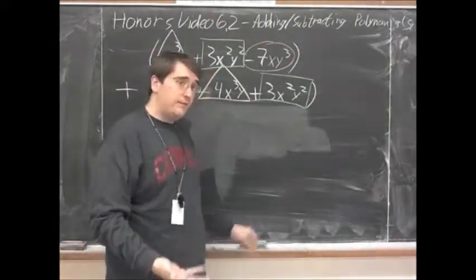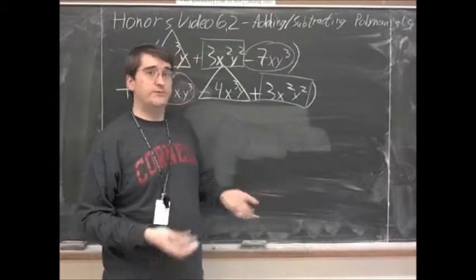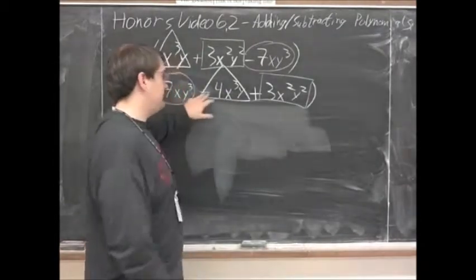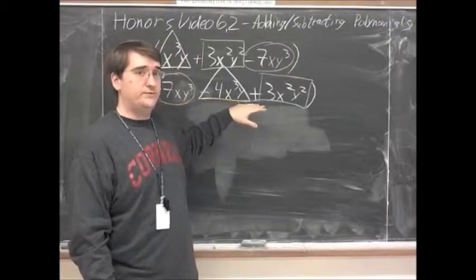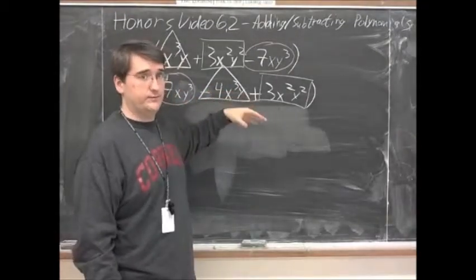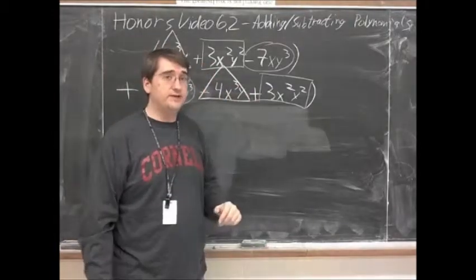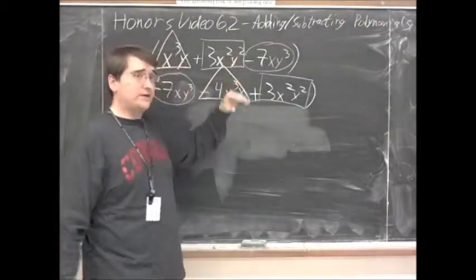It may happen that in your polynomials there's some terms that don't match up with anything, and so they won't be touched. Maybe the negative sign will change the value, change it from positive to negative or from negative to positive. But if there's nothing to combine it with, it's not going to change. So now I'm going to combine my like terms.